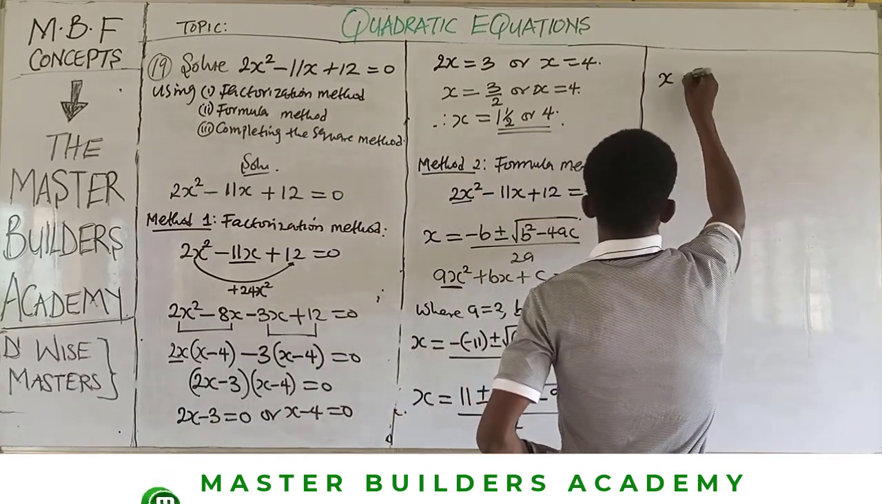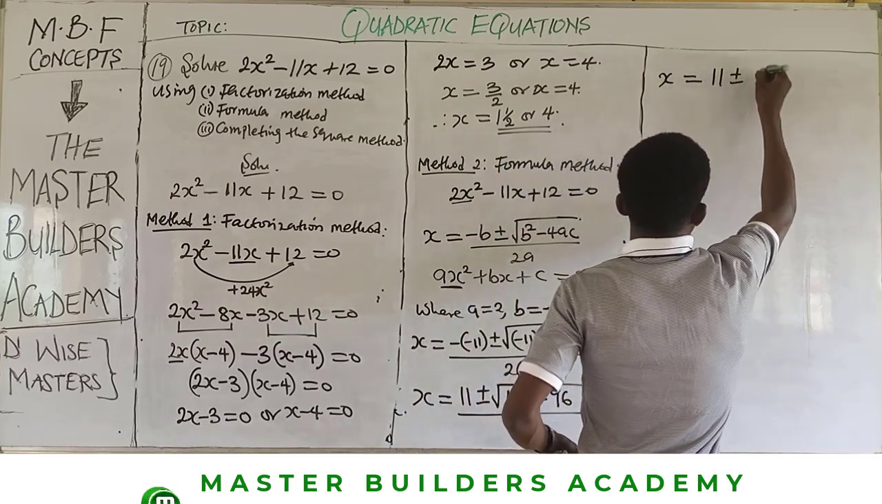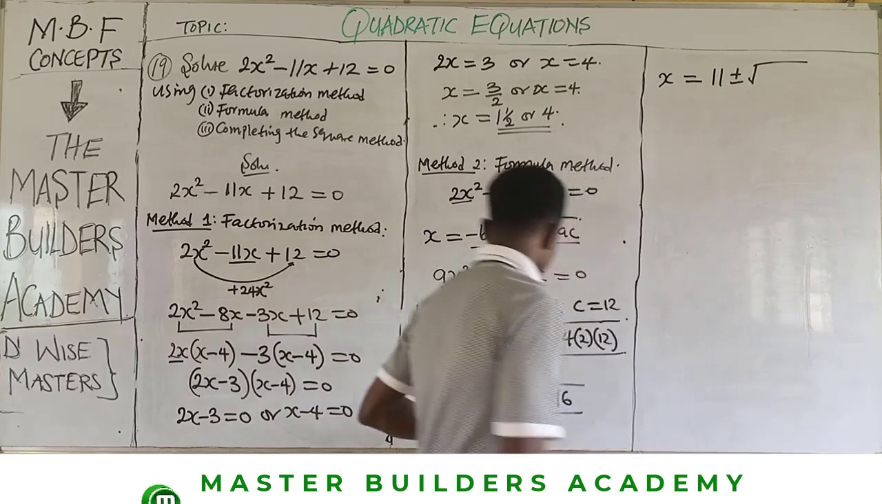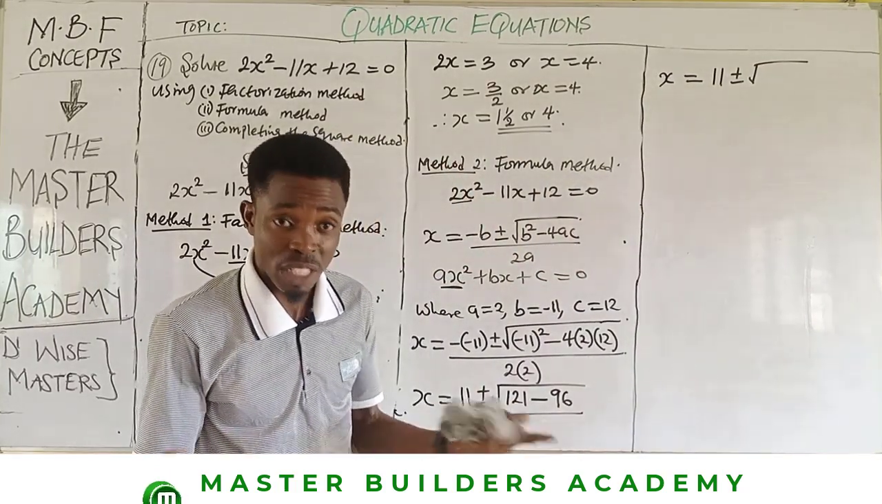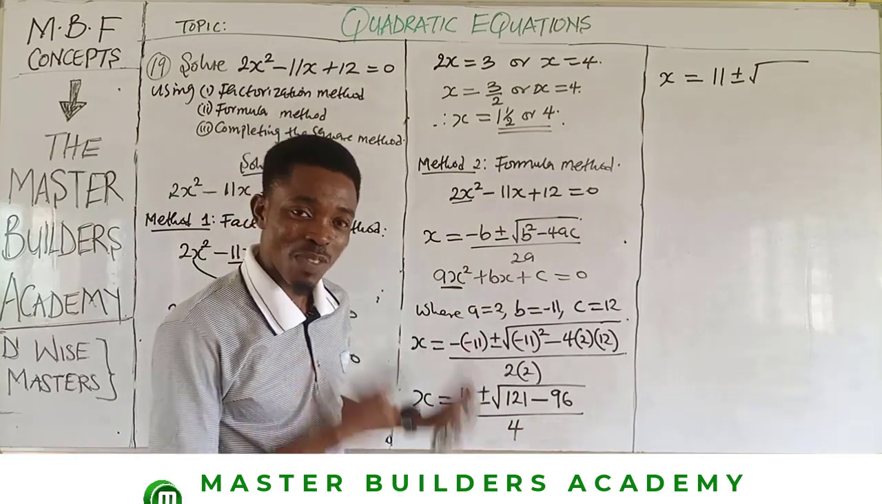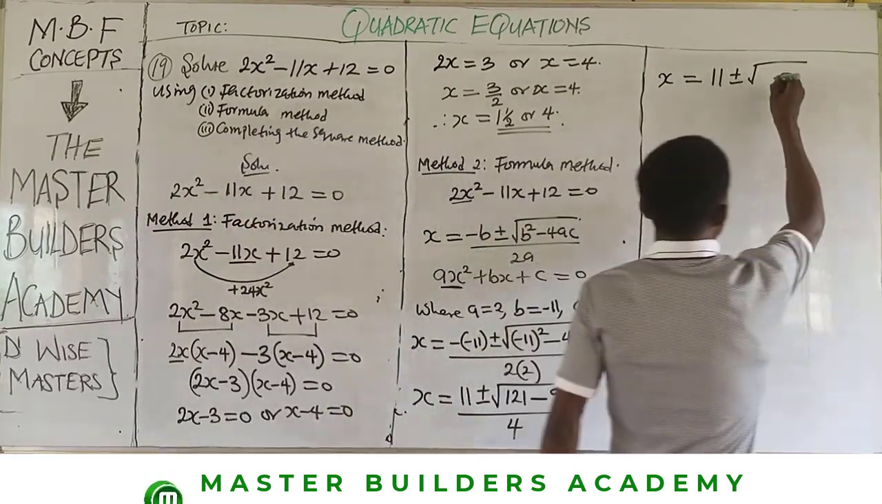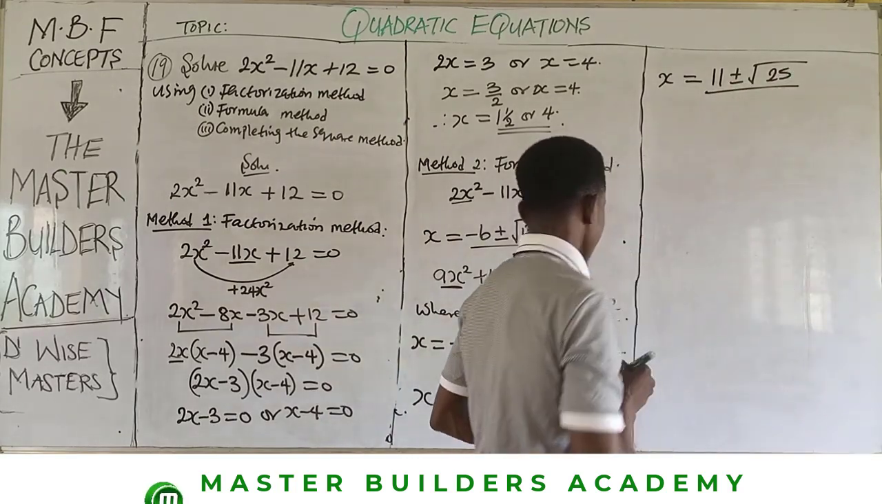And we have that x is equal to 11 plus or minus the square root of, now 121 minus 96, it will give us 25. You can work that out. Yes, you can work that out. It is 25. So this will have given us 25 all over 4.